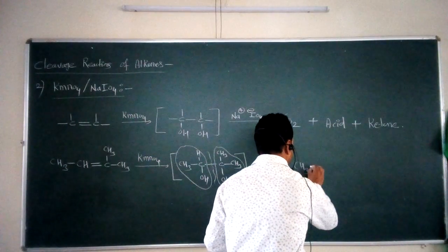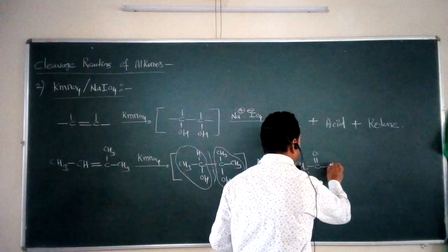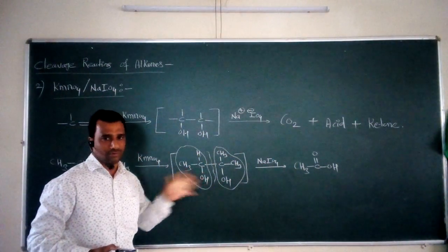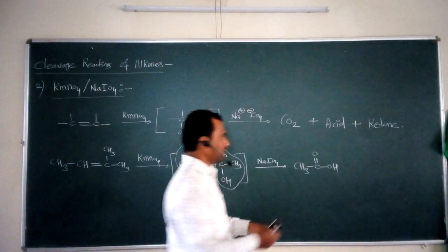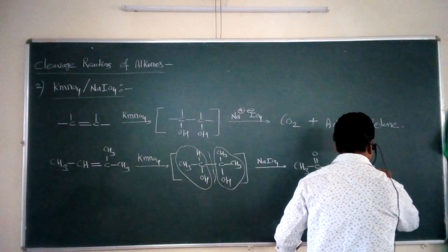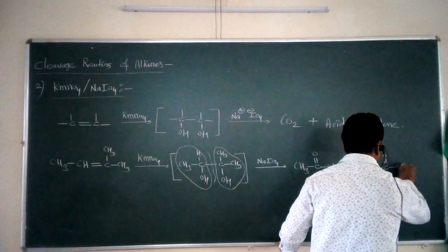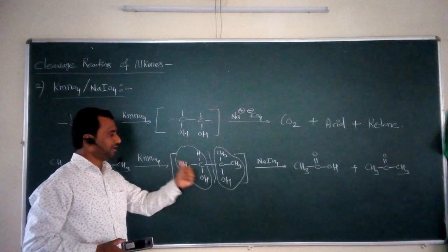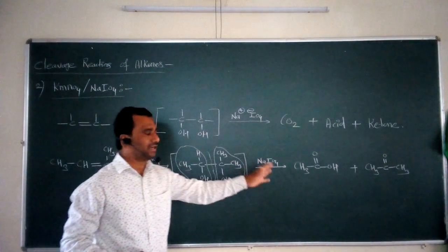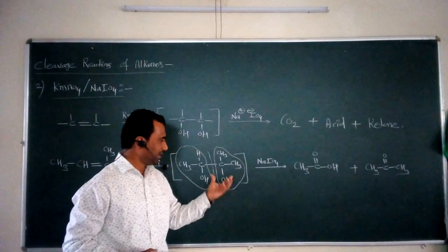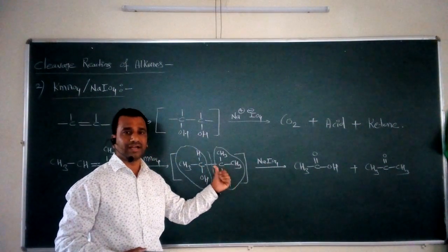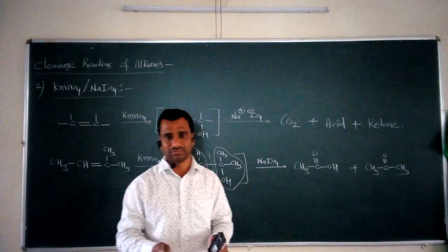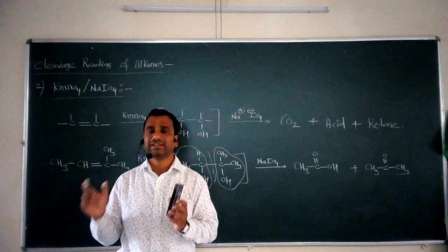The first product is CH3-C(=O)-OH, which is obtained from the left-hand part, CH3-CH-OH. From the second part we get the formation of a ketone, CH3-C(=O)-CH3. So when 2-methyl-2-butene interacts with KMnO4, first of all we get the diol. Once we obtain this diol, it interacts with periodate, and the periodate breaks the bond between the second carbon and third carbon, and from this we get two different products. One is acetic acid and the second is acetone. So this is the first simple example of cleavage reactions.